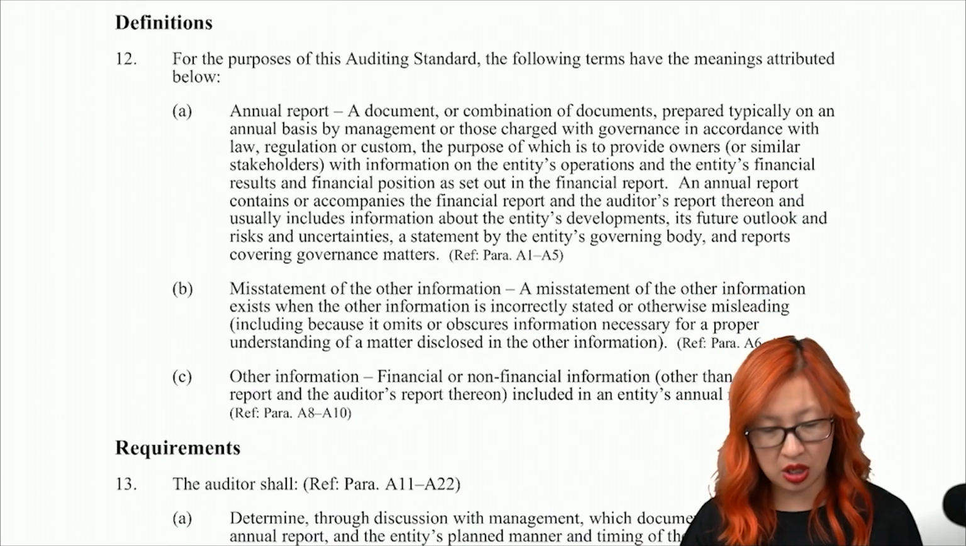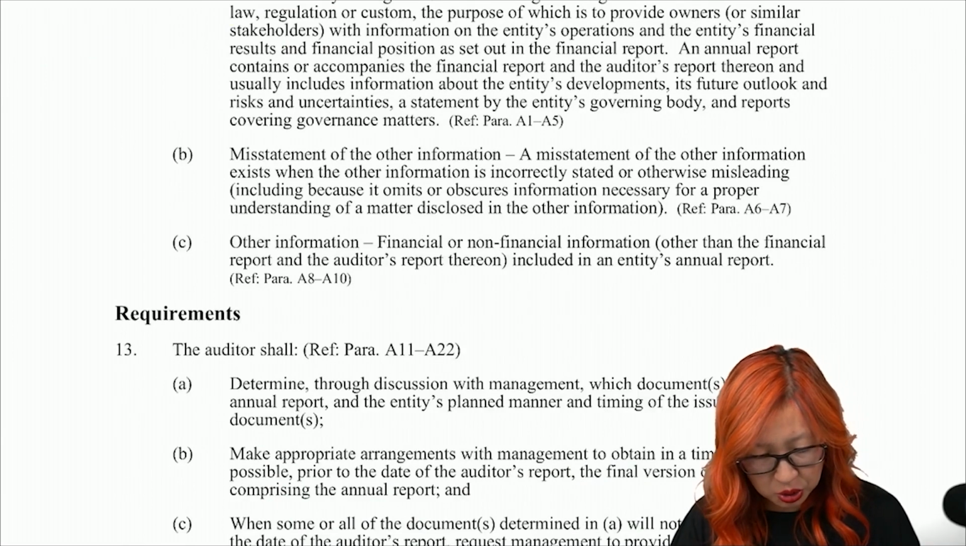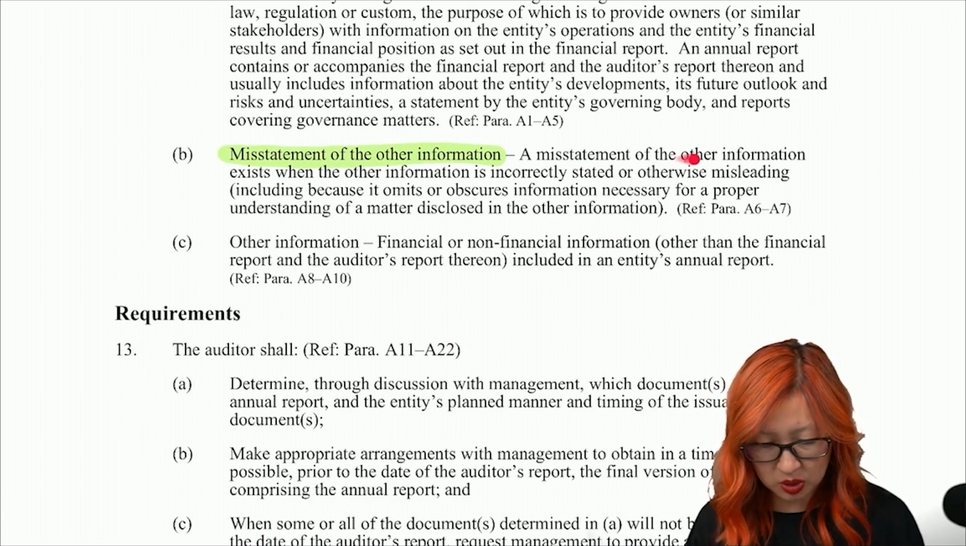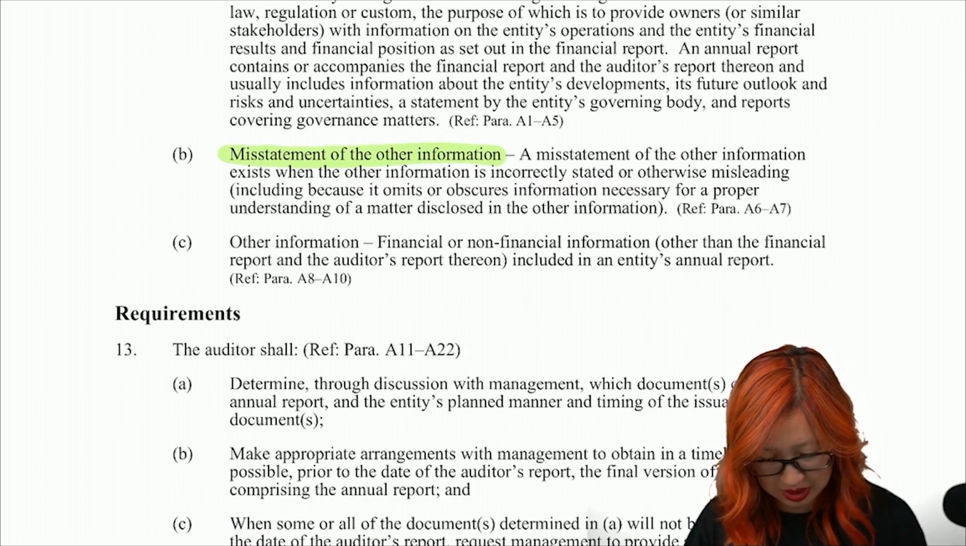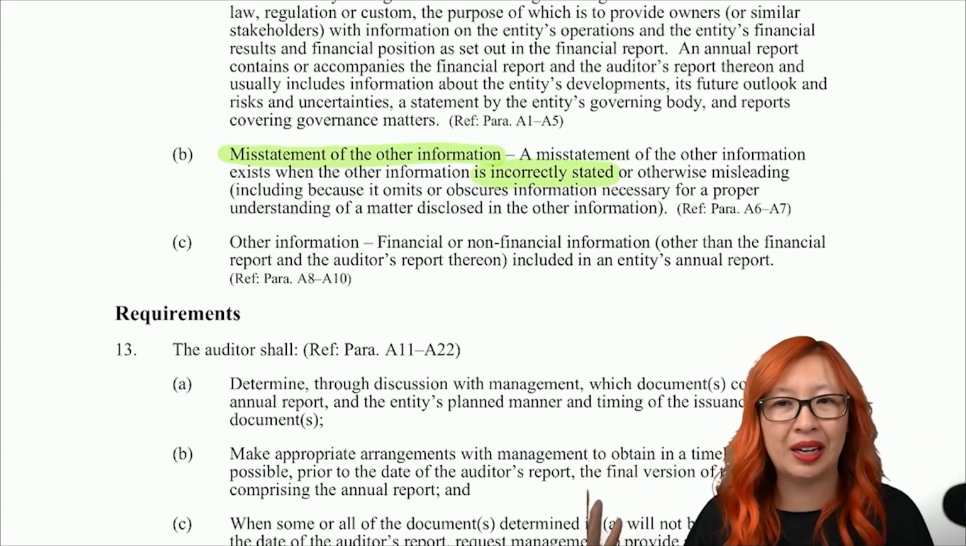Now, there's some definitions here. They talk about what an annual report is. We know about that. And then they talk about misstatement of other information. So what does that mean? It's when other information exists, when that is incorrectly stated or otherwise misleading. So incorrectly stated, that's just stuff that's blatantly wrong.